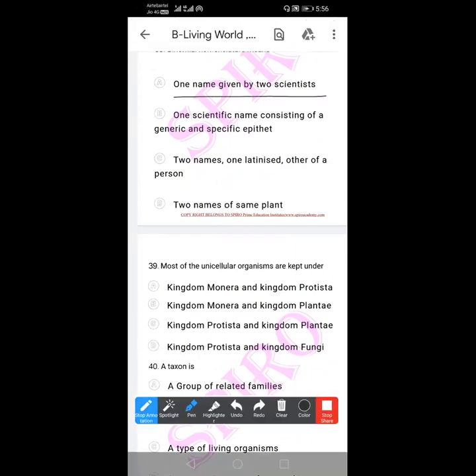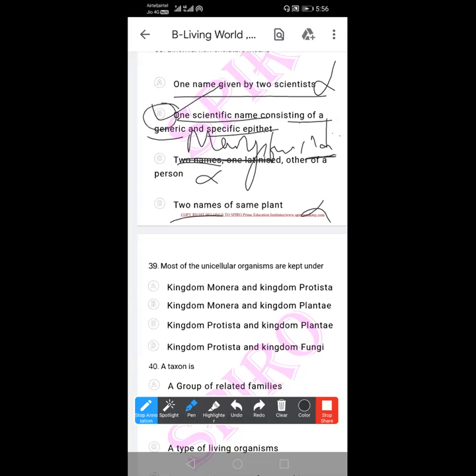Question number 38. Binomial nomenclature is one name given by two scientists? No. One scientific name consisting of a generic and specific epithet. Two names? No, it is one scientific name. For example, Mangifera indica. Here, Mangifera denotes the genus, that is the generic epithet, and the species is indica. So it is one scientific name with two epithets. So the correct option is option B.